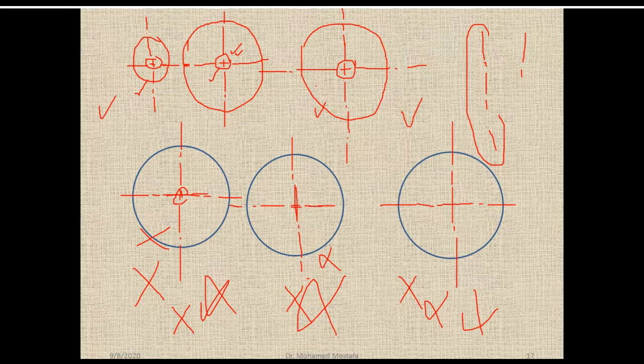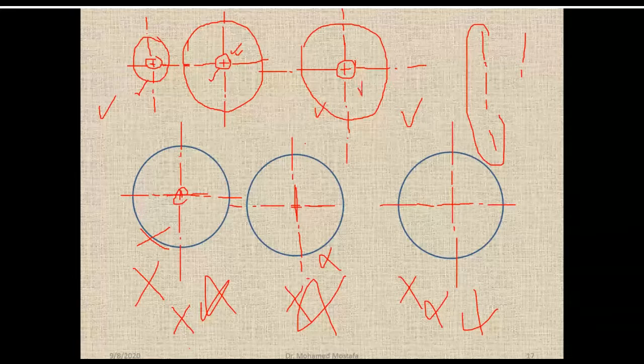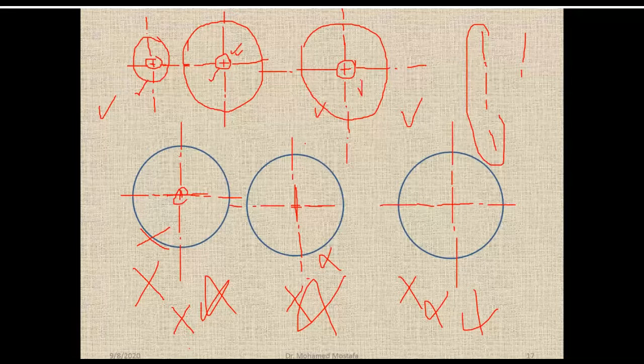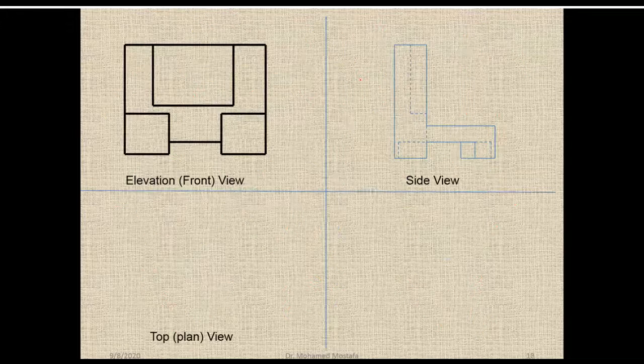Anyway, we'll continue, inshallah. This one is not accepted because the small dash is intersecting the big dash. Same story, the big dash is intersecting the small dash. The big dash is intersecting another big dash. The only accepted scenario is to have two small dashes located at the center.